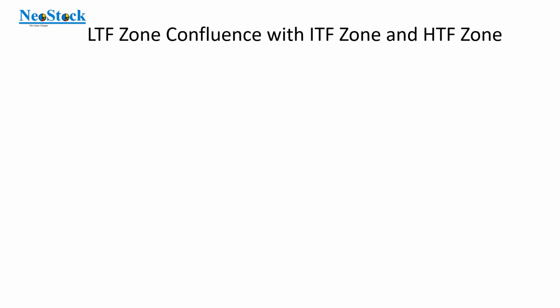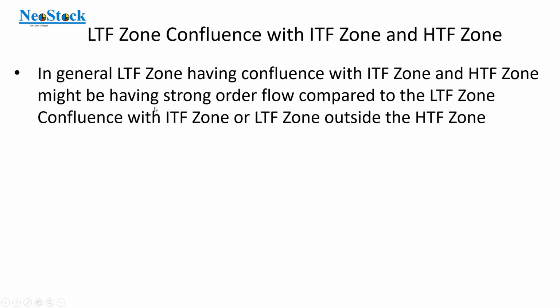And the next category in the zone confluence strategy. Whatever you have seen so far is one scenario, now you have a second scenario. In general, an LTF zone having confluence with an ITF zone and an HTF zone. That means the LTF zone is inside the ITF zone and the ITF zone is inside the HTF zone. It need not be inside, it can overlap. I'm just telling you this to make you understand easily. So that means LTF is overlapped with ITF and ITF is overlapped with HTF. That means we are talking about the HTF zones.